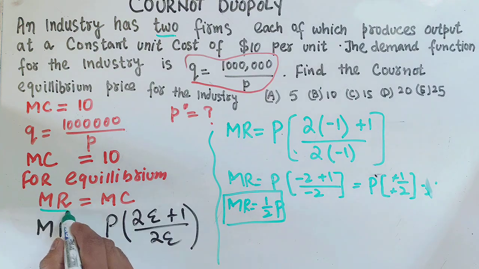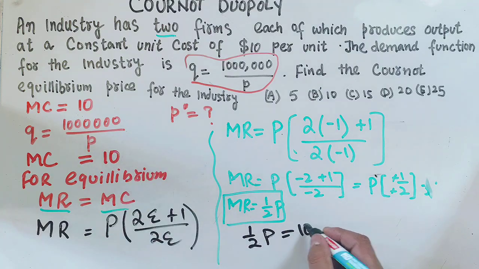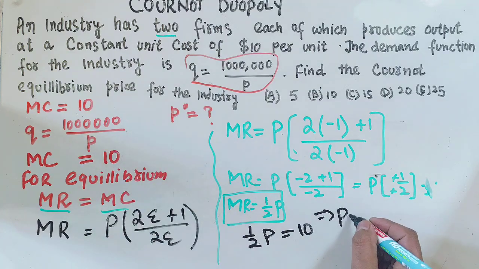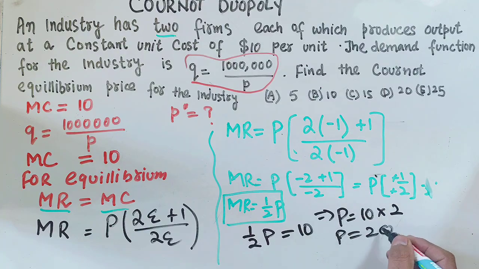So this is our marginal revenue. At equilibrium, we equate marginal revenue with the marginal cost. Marginal revenue is this, so 1 upon 2 P should be equal to the marginal cost, which is given to us as 10. Solving for P, transposing the 2, 20 will be the equilibrium market price in case of Cournot duopoly.